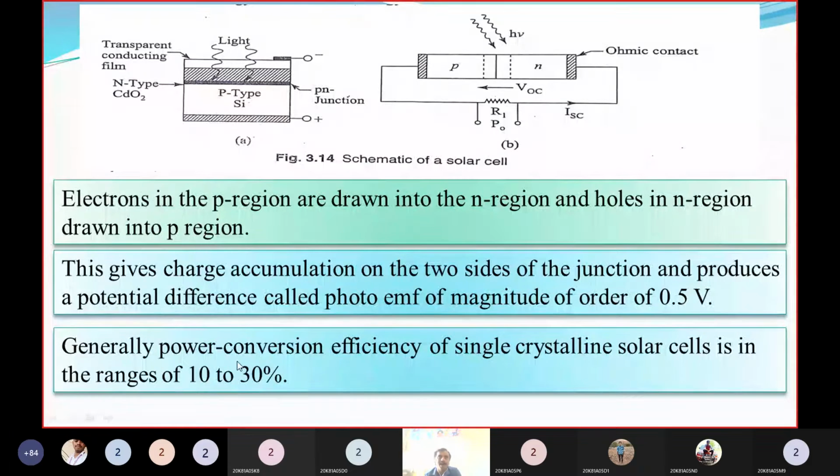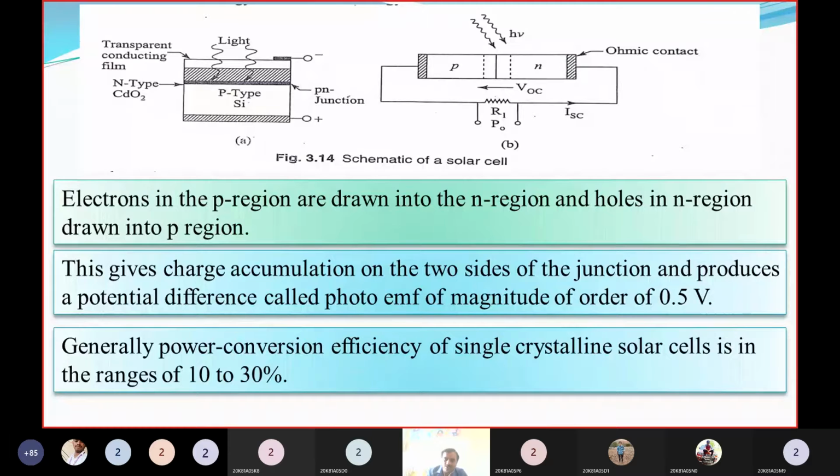If you prepare 100% efficient solar cells, we can get a huge amount of power in a small area. Till now only 30% efficient solar cells have been prepared. If you reach more than that, that is the achievement. Now, I think you understood the concept of solar cells.